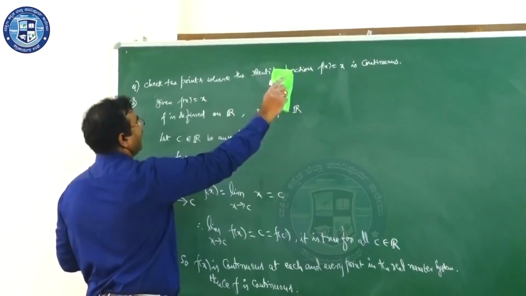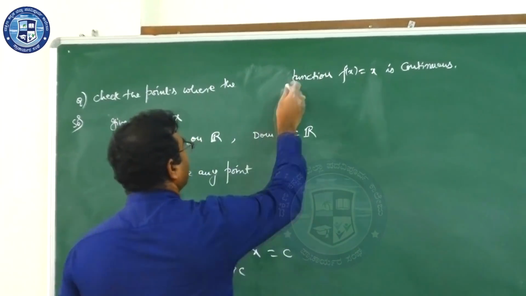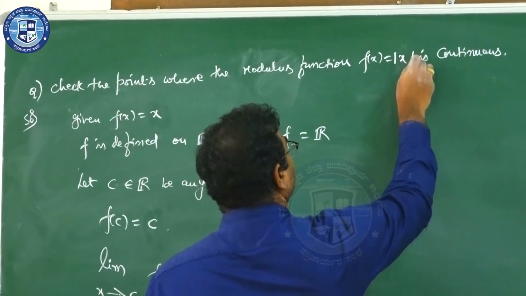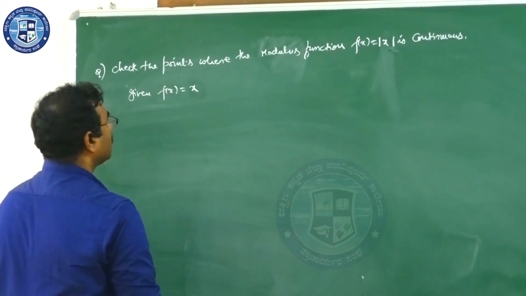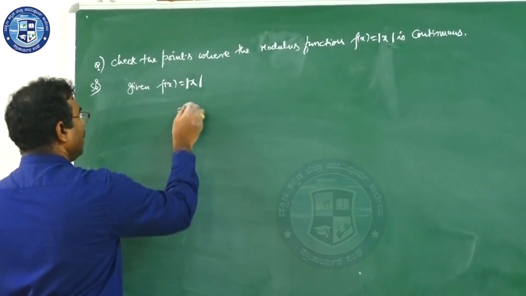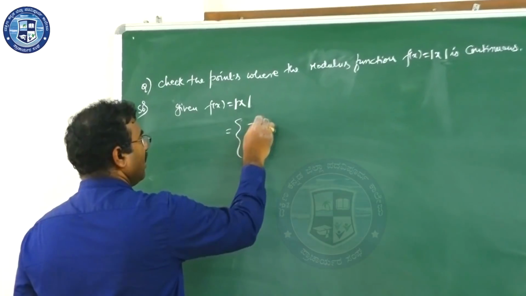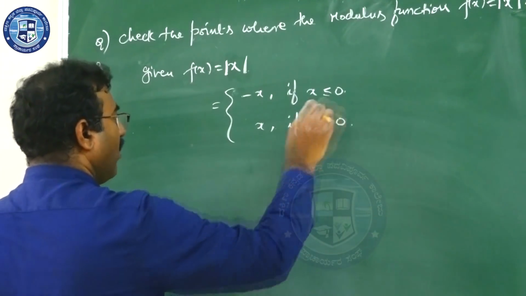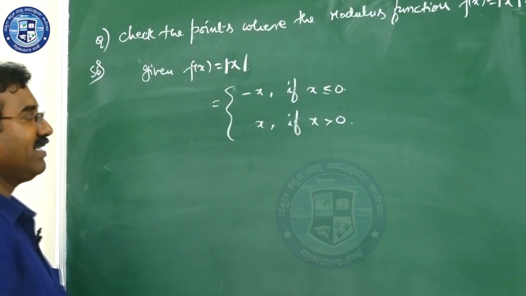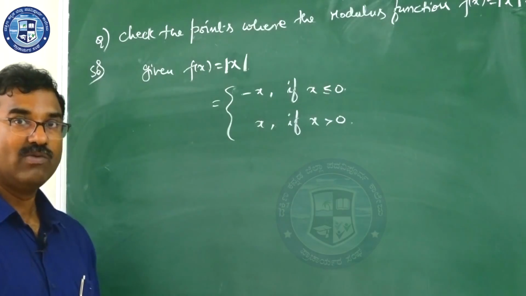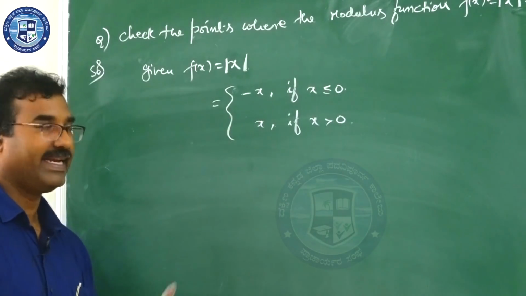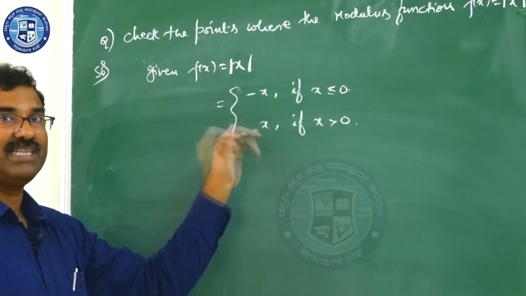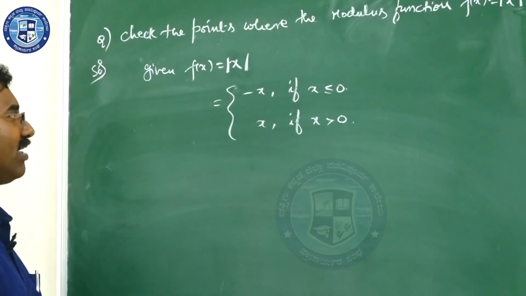Check the points where the modulus function f(x) is equal to mod x is continuous. Okay. So, given f(x) is equal to mod x, you all know its definition: minus x if x is less than or equal to 0, x if x is more than 0. This is the definition of this function. You observe it is defined throughout the real number system, but one point you observe, it is splitting at 0. That means less than 0, one function, minus x, and more than 0, the function is given as x. Right? So now it is splitting at 0, you have to understand.